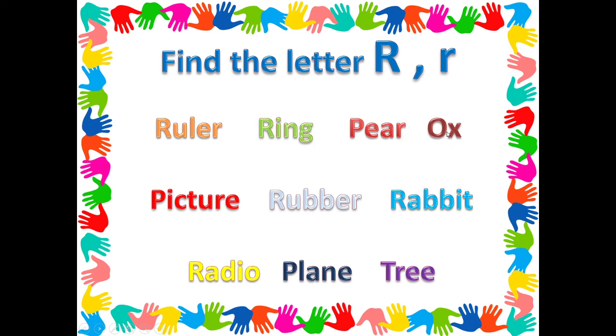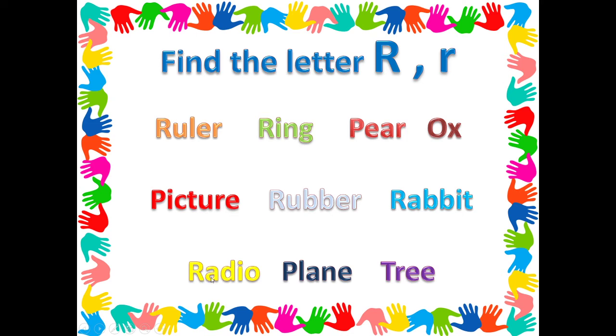R small. Ox. Does it have the letter R? No, it does not. It does not have the letter R. Picture. Of course, it has the letter R in the middle. R small. Rubber. It has two R's: at the start of the word, R capital, and at the end of the word, it has the letter R small as well. Rabbit. R capital at the beginning of the word. Radio. Yes, of course, it has the letter R.